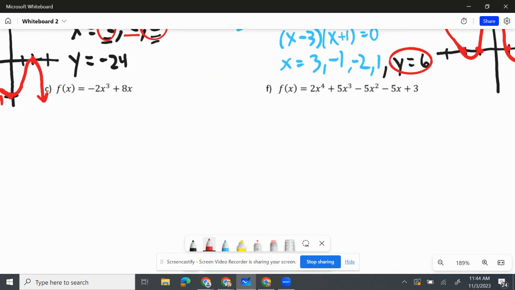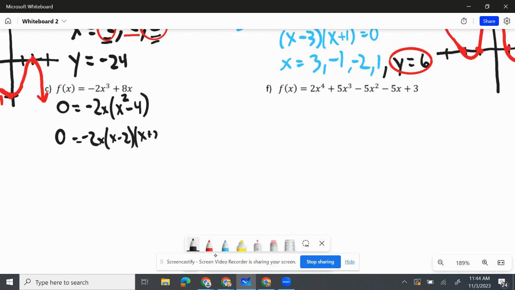Okay, letter C. What I'm going to do is factor it. So I have a -2x that I take out, and then what's left is x squared minus 4. And then that can factor some more as x minus 2 and x plus 2. So my zeros are 0 for the first one, 2 and -2. My y-intercept, notice that there's no constant value, so that would also be 0.